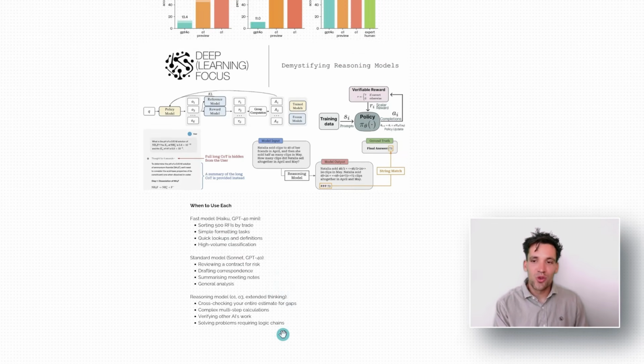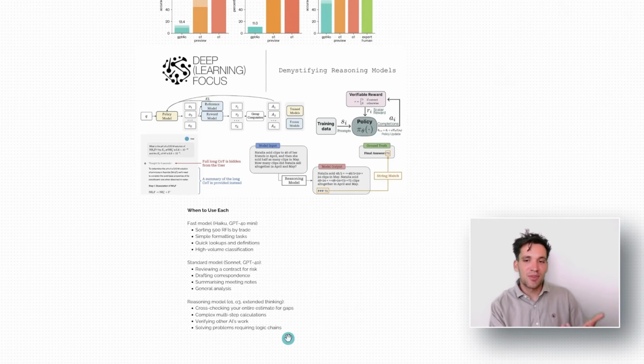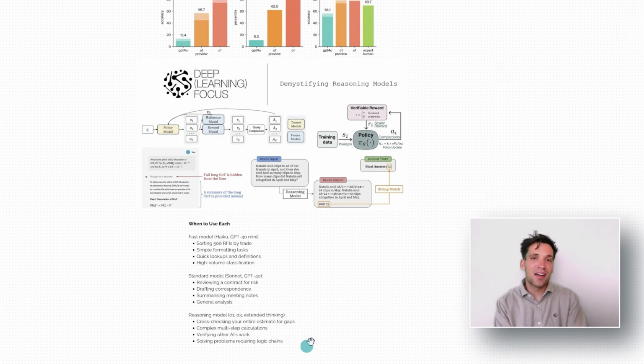Reasoning models, I would reserve for complicated tasks. For example, you want to use AI to check your estimate against the bid documents. It's going to go through a whole series of checks. They're complex multi-step calculations. Maybe you're using AI to verify another AI's work. Basically, any sort of problem solving, anything where you would need to break a task down to do it.